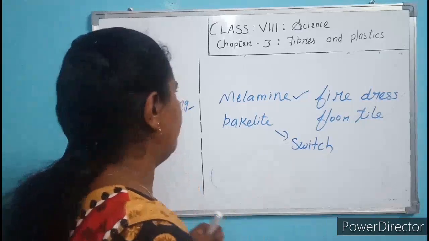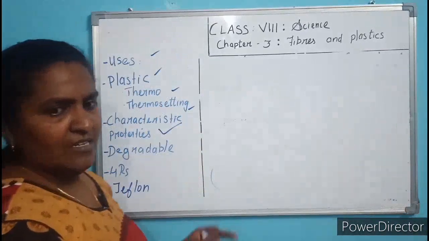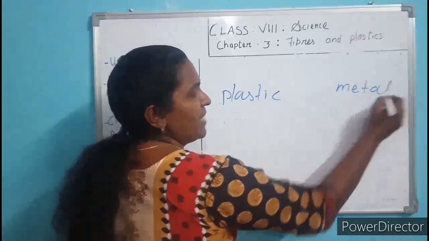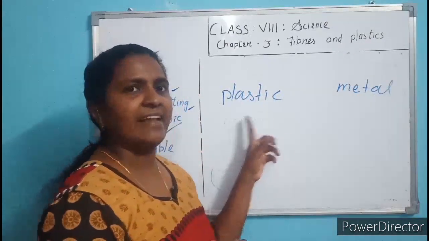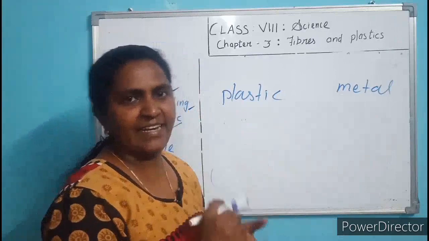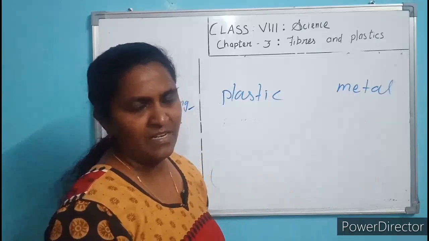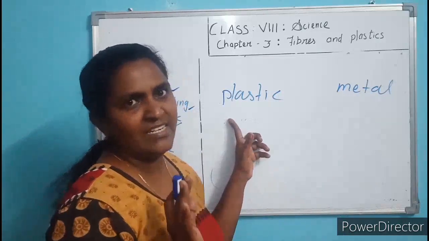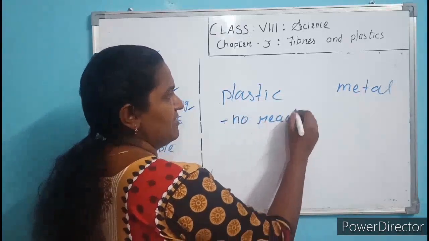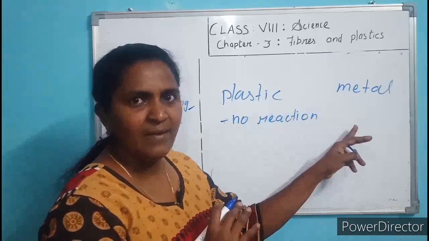Understand? Next we study the characteristics of plastic. This plastic we are comparing with metal. People used to prefer plastic rather than metal. Why? Because we can keep any kind of food in a plastic container. If you keep any food in a metal container, a reaction takes place. Here, no reaction takes place with any food materials. It is inactive. Okay, it is inactive plastic. So people prefer plastic rather than metals.